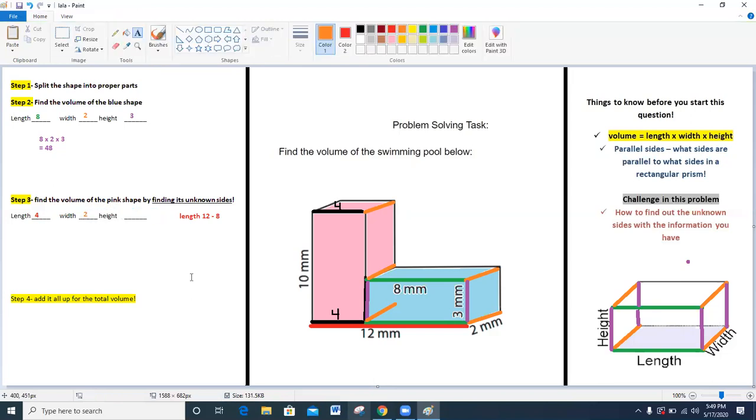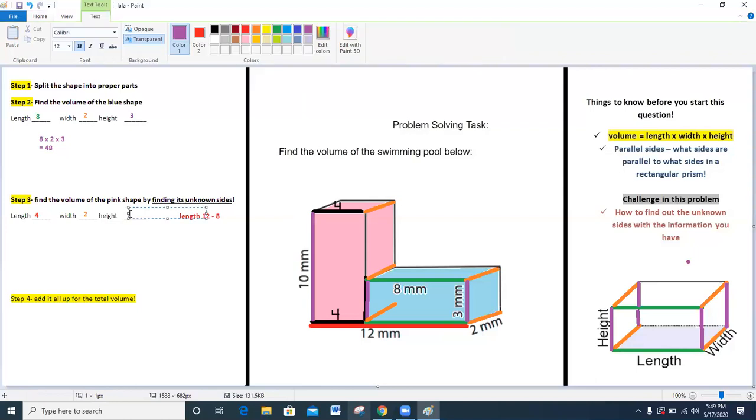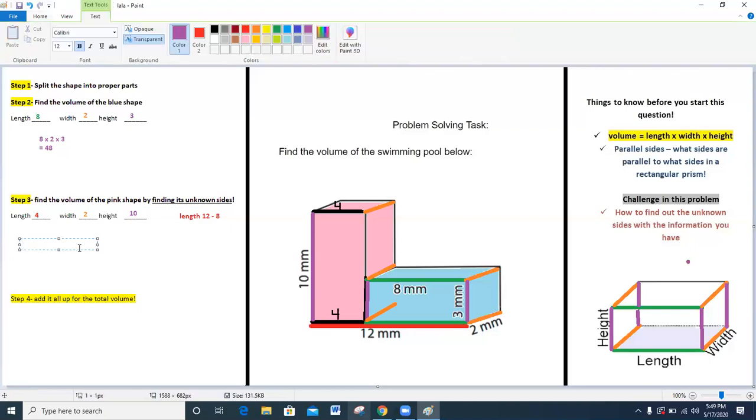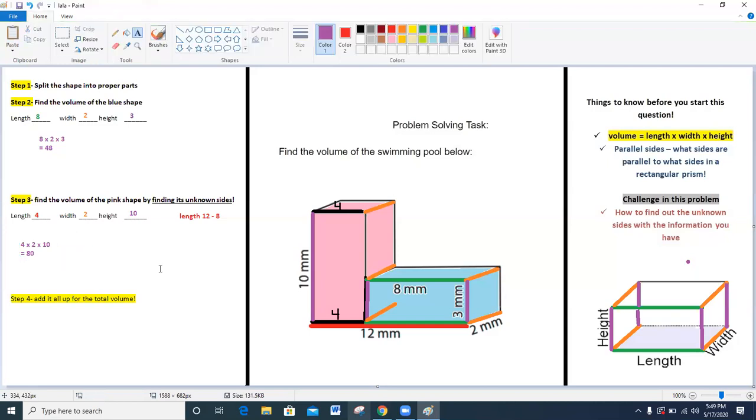Now, my height, this one was the easy one. Height is right over here. Let's make it purple to stick with our theme. Height is right over here. Okay? Height, remember from here, over here, it's 10 millimeters. Now, multiply it all together. You got length 4 times width 2 times height 10. Your answer should be 80, okay? Millimeters squared.